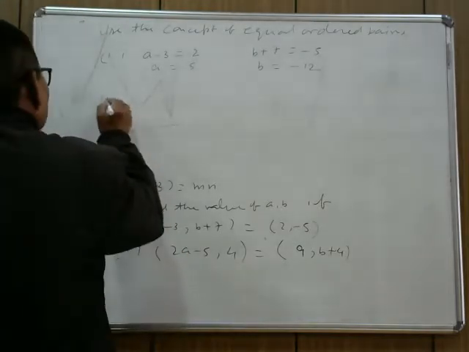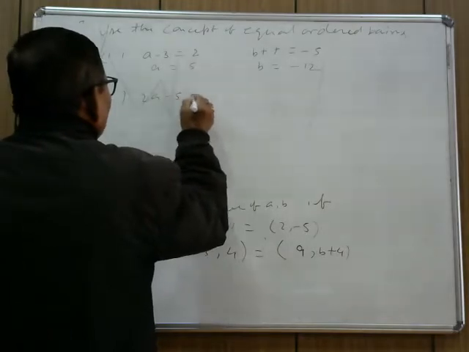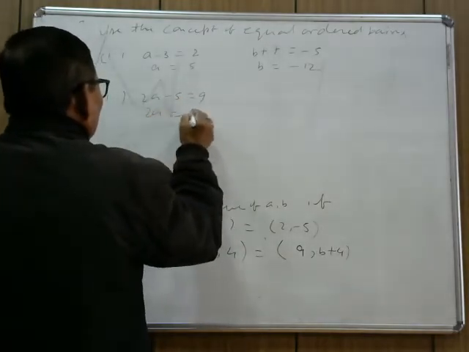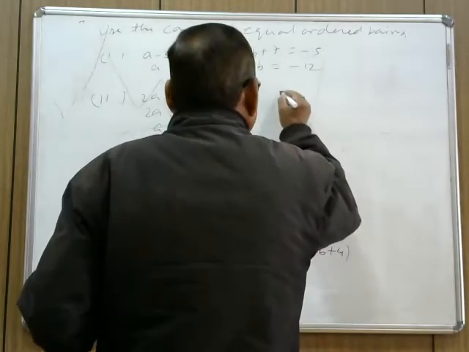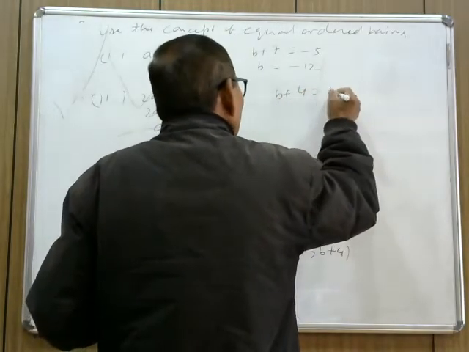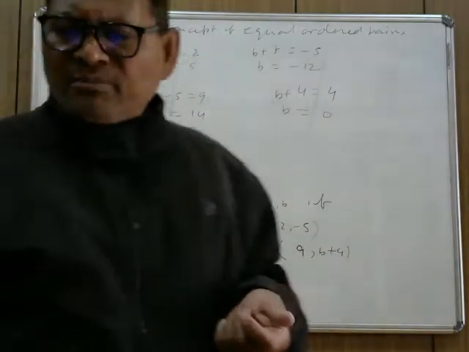In the second part, again, 2A minus 5 is equal to 9. 2A is equal to 14, so A is equal to 7. And B plus 4 is equal to 4, so B is 0. So the value of A is 7 and B is 0.